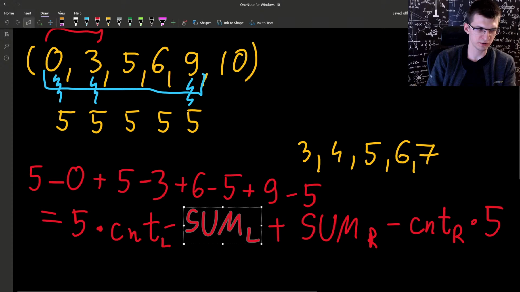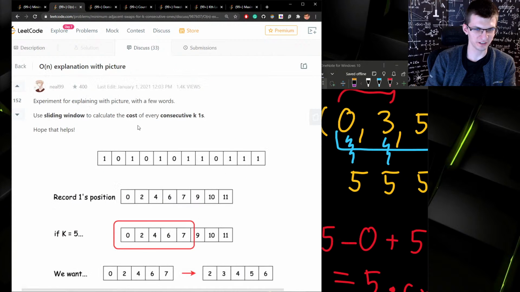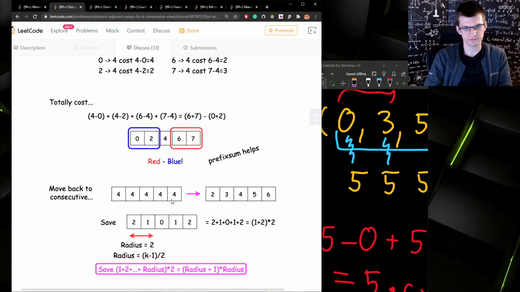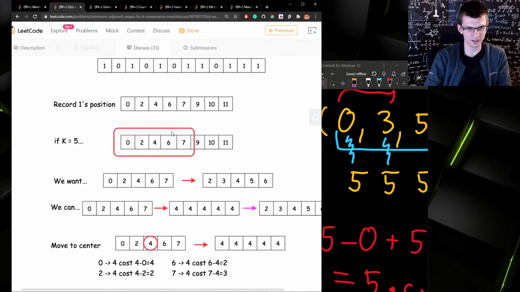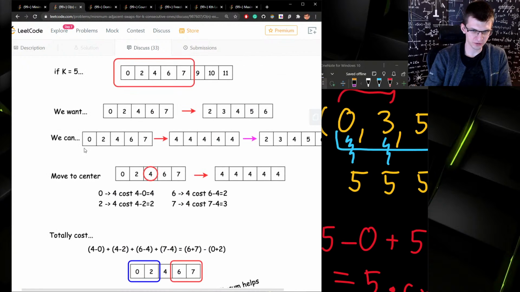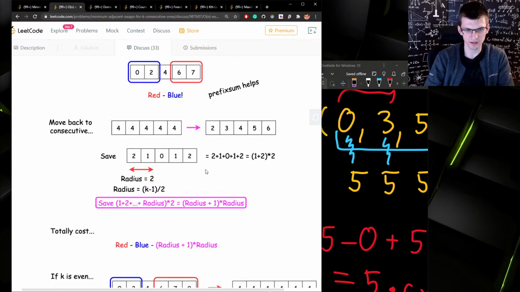Can you use his picture? It looked easy. Did it look easy? That post was quite long. So yeah. If ones are at positions 0, 2, 4, 6, 7 and want to meet at the median, which is the best, so at 4, 4, 4, 4, 4, we need to compute. I wouldn't say it's easy, it's a lot of stuff. We need to compute the distance to get from 0, 2 to 4, 4.